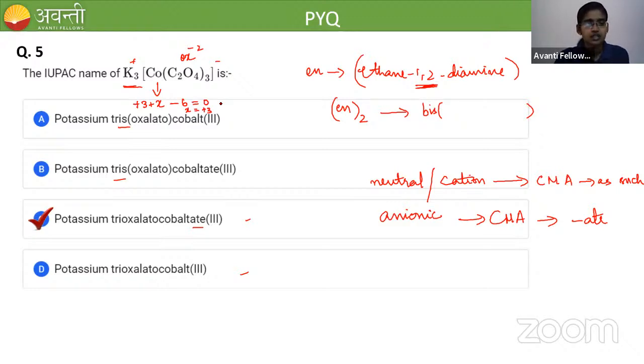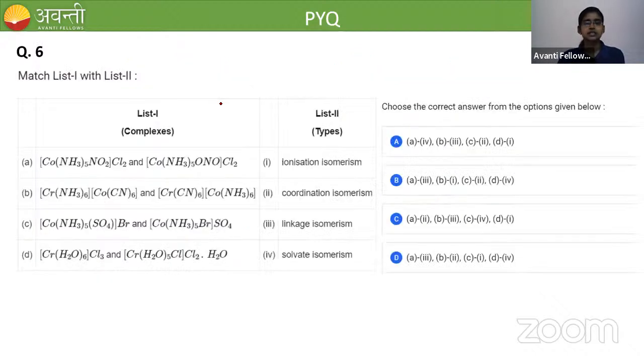Fine. Coming to question number 6. It is match the following. Match list 1 with list 2. The complexes are given to you in list 1 and the types of isomerism are given in list 2. We have to just match them. It is one of the very easiest questions. Just try to do it. You can get the answer within 5 to 10 seconds for this.